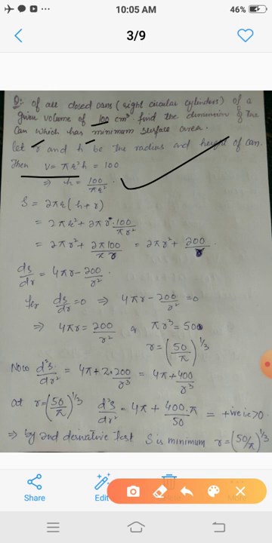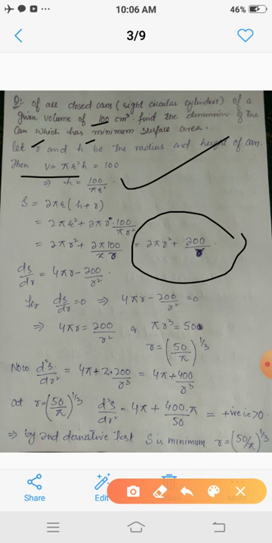Substituting h as 100 upon pi r squared, we simply get S equals 2 pi r squared plus 200 upon r. So this means that the surface area is a function of r. So we have to find r and h such that this S, that is the surface area, is minimum.